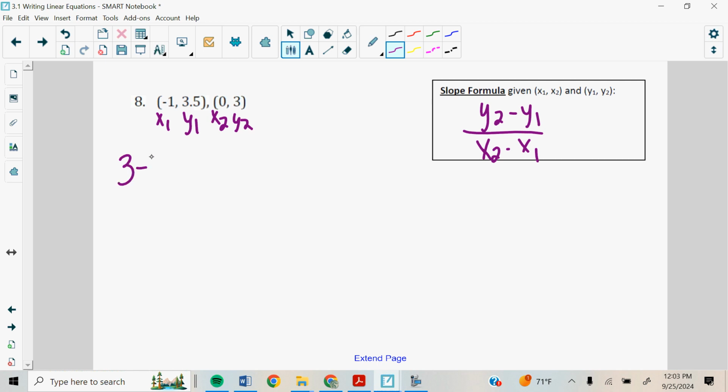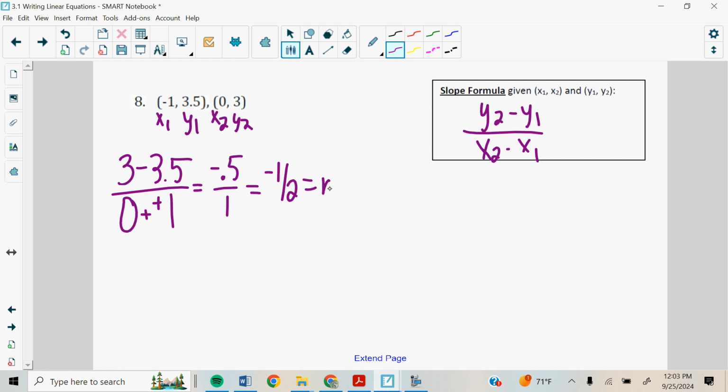So 3 minus 3.5 over 0 minus negative 1. Minus a negative is going to turn to plus a positive. So 3 minus 3.5 gives me a negative 0.5 divided by 1. And 0.5 is going to be 1/2. And so 1/2, anything divided by 1 is going to be itself. So our slope is negative 1/2.